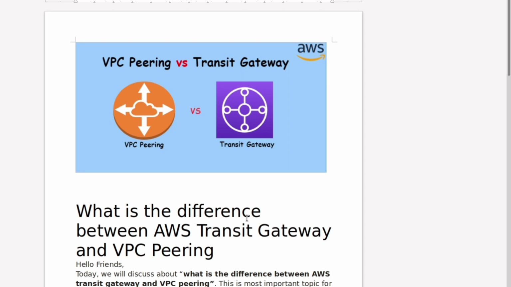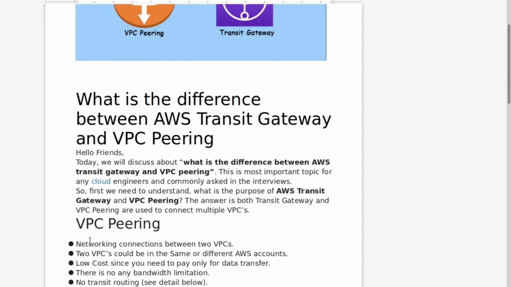First of all, I am giving an introduction to VPC peering. A VPC peering connection is a networking connection between two VPCs that enables you to route traffic between them using private IPv4 addresses or IPv6 addresses. Instances in either VPC can communicate with each other as if they are within the same network. You can create a VPC peering connection between your own VPCs or with a VPC in another AWS account.